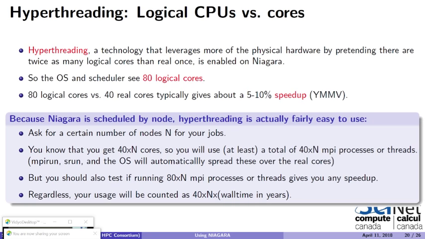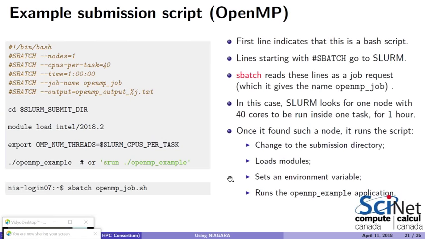It's on a single node. So this is where making things by node is easy. You get a node. The node has 40 cores and 80 logical cores. You don't have to know. You don't ask for cores, you ask for nodes, and so you get them. Yeah, just try it out.